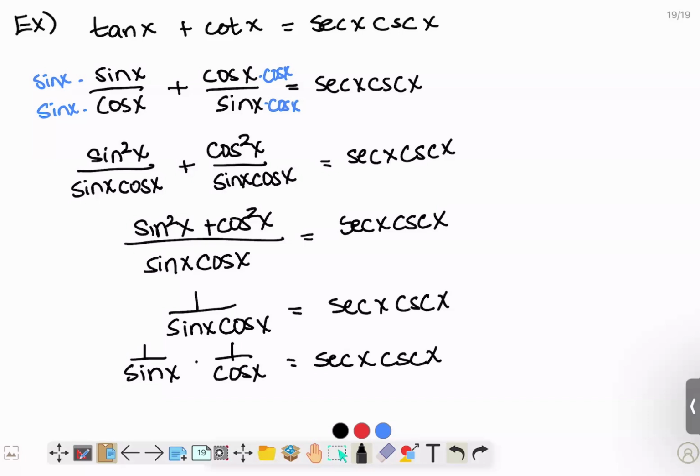Okay, so now I got my two fractions. And using reciprocal identities, 1 over sine is cosecant, and 1 over cosine is secant. And that is what I want. The order is not important because it's multiplication. 2 times 3 is the same as 3 times 2. So these two are equal to each other, and we're all done.